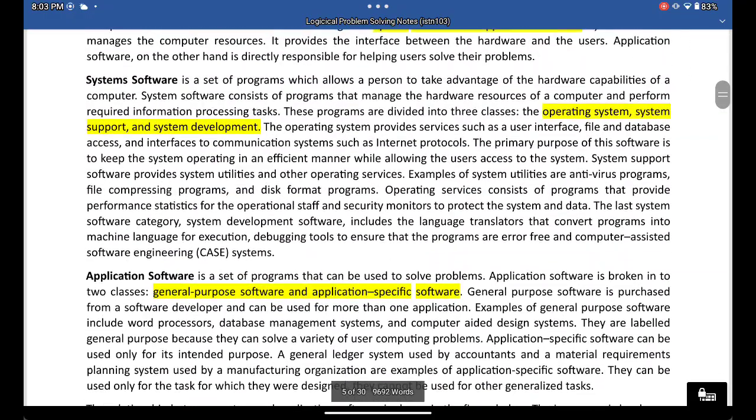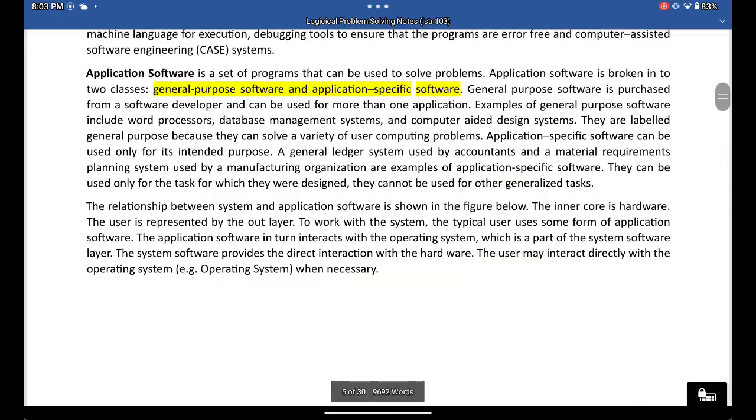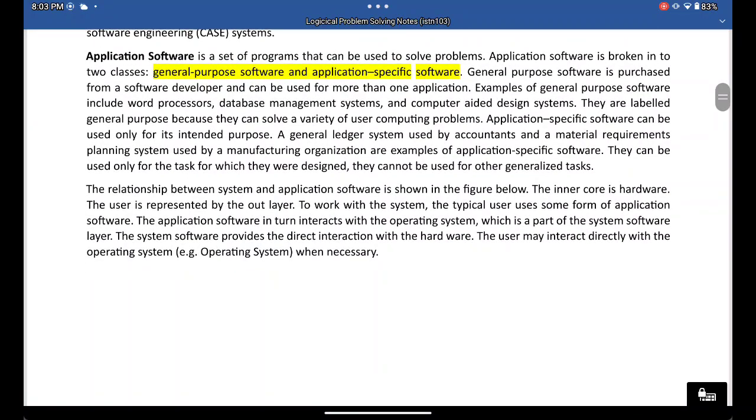Application software. Now, application software is used in applications, right? It's split into two things: general purpose software and application specific software. General purpose software is application software that can be used for a variety of stuff. If you buy Microsoft 365, you can use Outlook, you can use Excel, you can use PowerPoint. So general purpose.